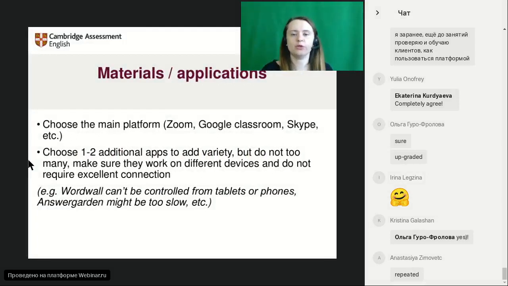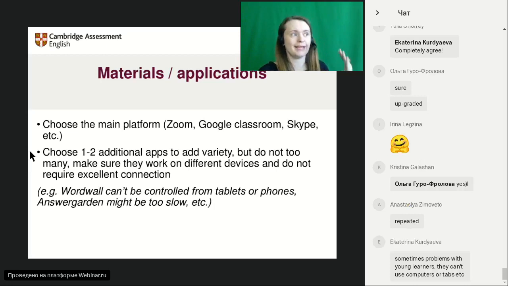So when you're planning your materials and applications, choose one platform. Yeah, it's up to you. I prefer Zoom and Google Classroom partially, so I have a combination of that. Choose one and then try to master it. Try to use all the opportunities it provides. Don't try to master as many as you can within this limited period of time, just because it's more stressful for you also. And when you know how to use it, you're of course more confident, and your students feel less stressed.